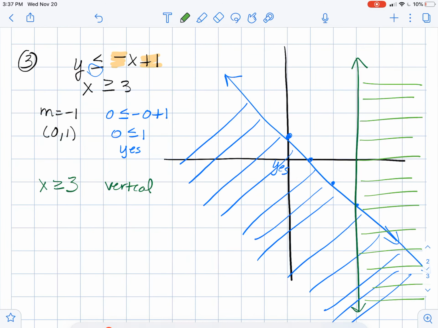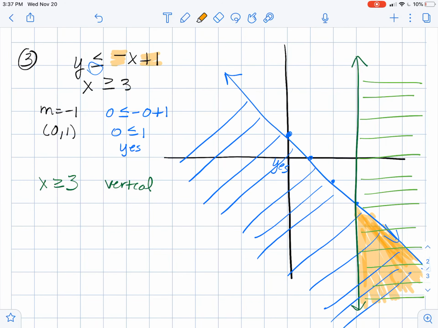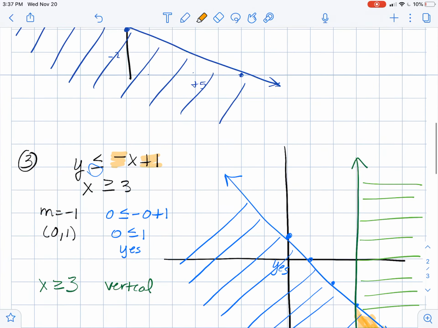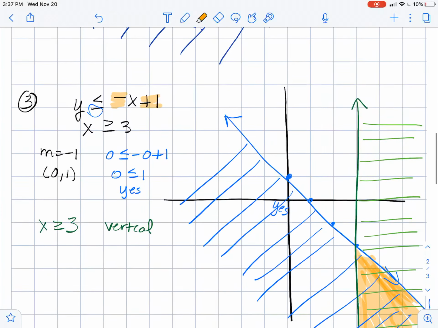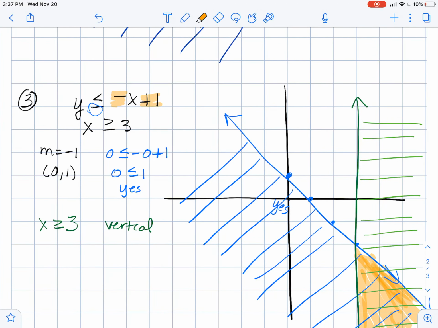Okay, now, don't forget, you have a final answer here, which is to go back in and shade where you see both of them. So this orange here is actually my final answer. Okay? Okay, that's all I have time for, and I'll start another video showing you the rest of it, but that is the first 3.